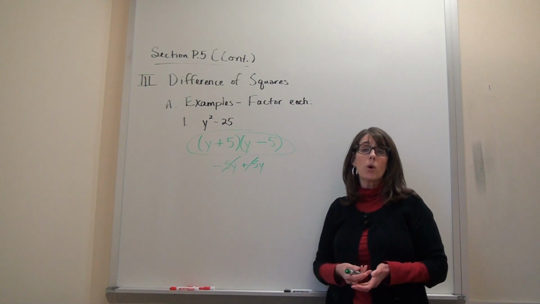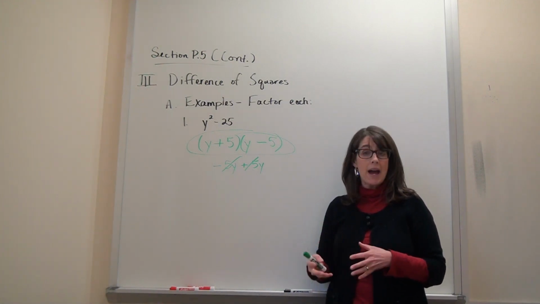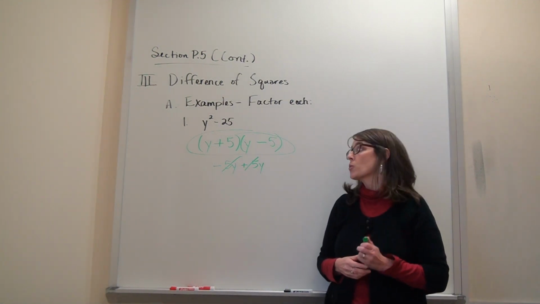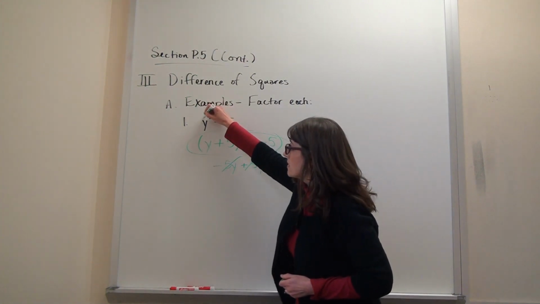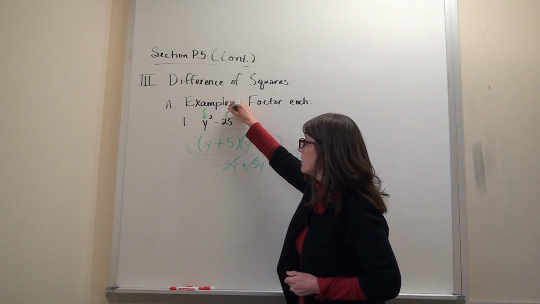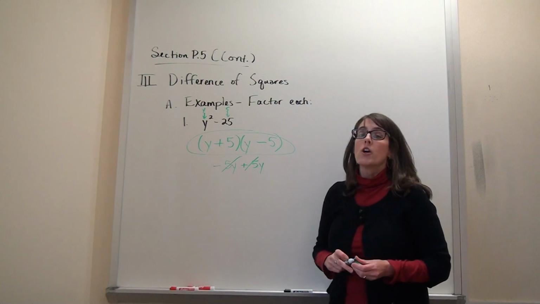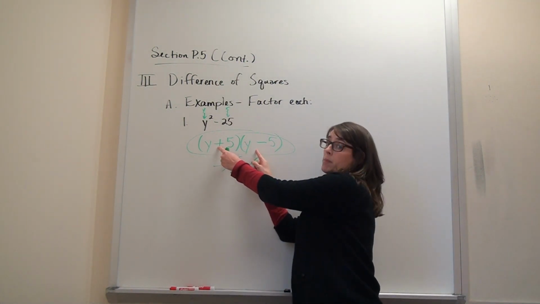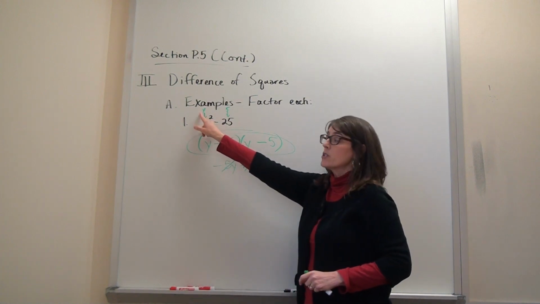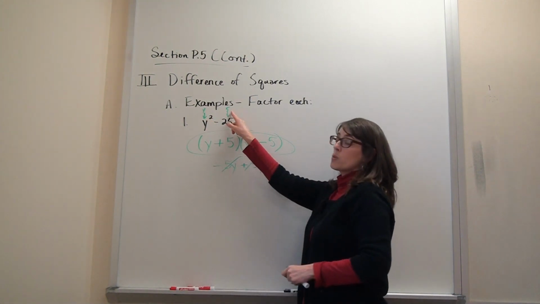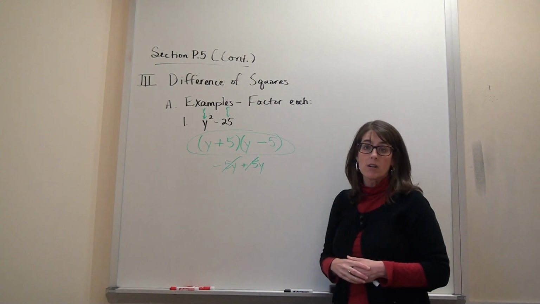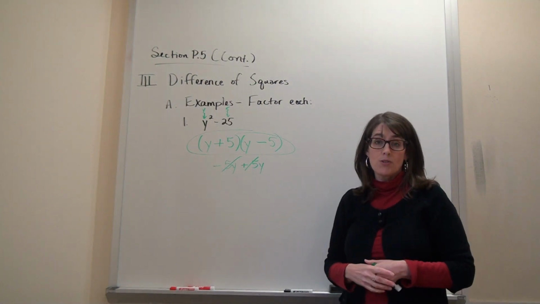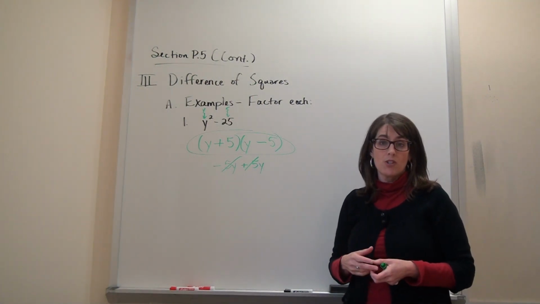Now, if you are one who likes to memorize patterns, the pattern with the difference of squares is, like I said, this is simply a y squared and this is simply a 5 squared. So once I recognize I have a difference of squares, in that double parentheses, I will always have opposite signs. The square root of this term will always go in the front slots, and the square root of that term will always go in the back slots. There's the pattern that you can memorize and use.